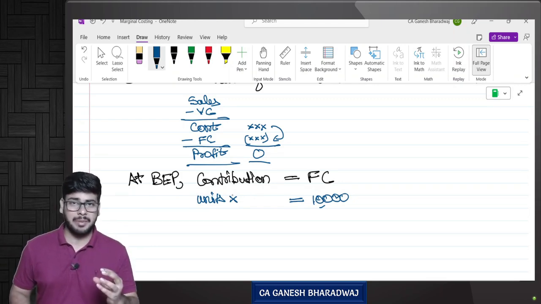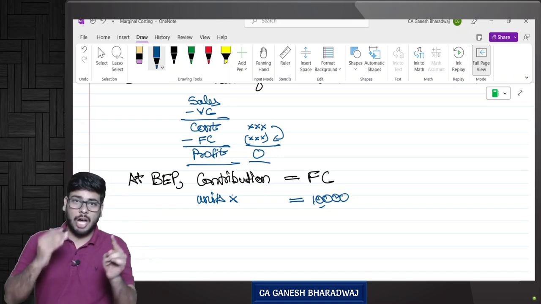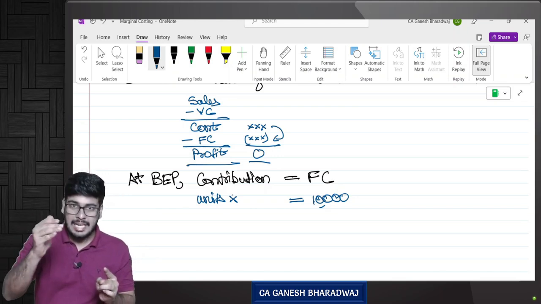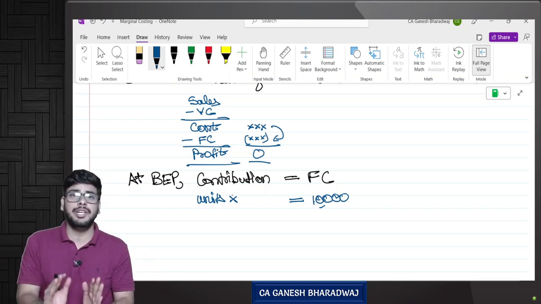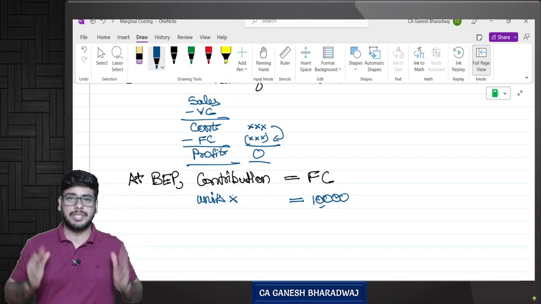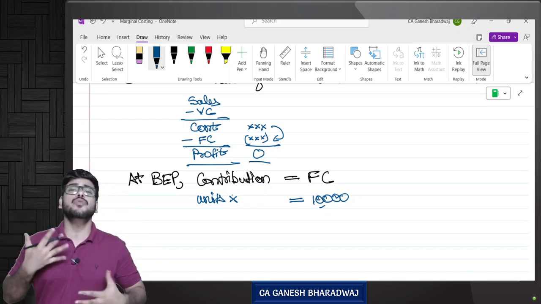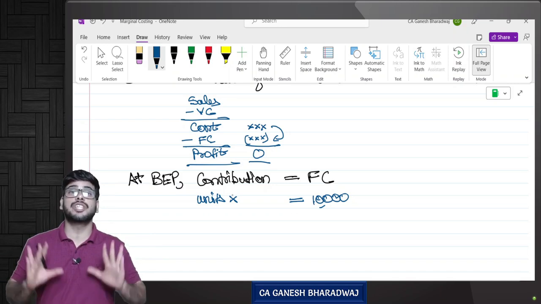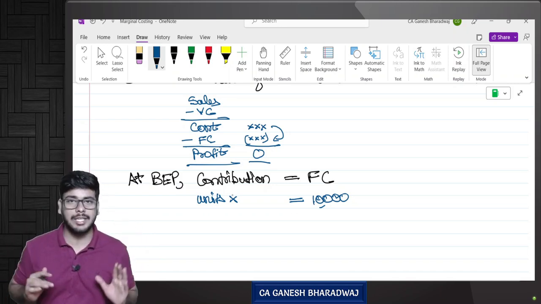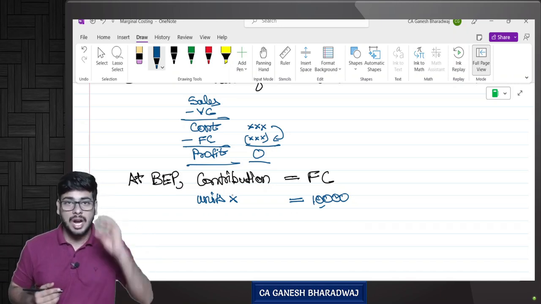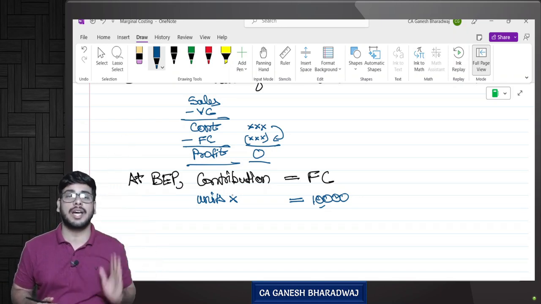because basically break-even point is a point of sale. So how many units should be sold in order that my contribution is exactly equal to my fixed cost? In this case, how many units should be sold in order to generate a contribution of exactly 10,000 rupees? That's what we need to find out. And that many units is only called the break-even point.